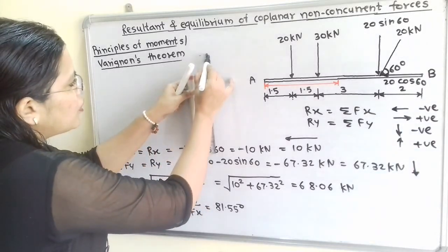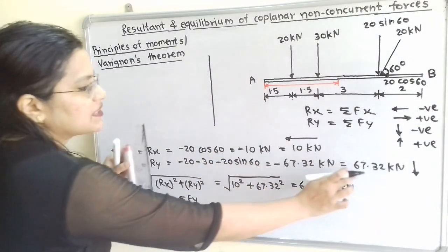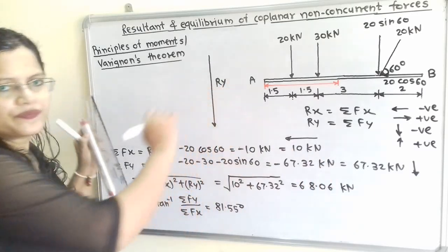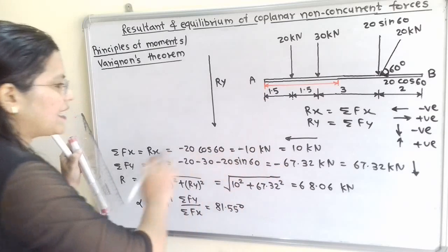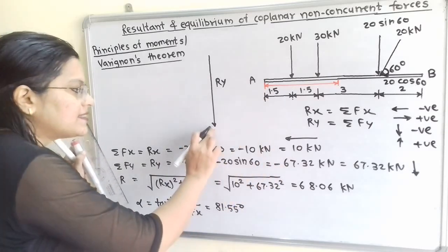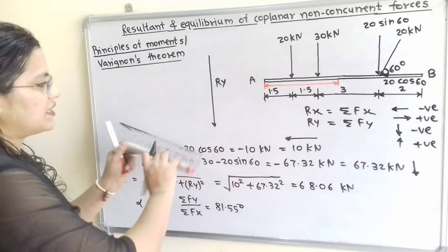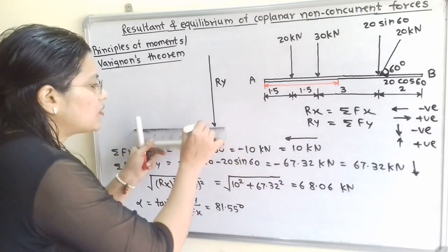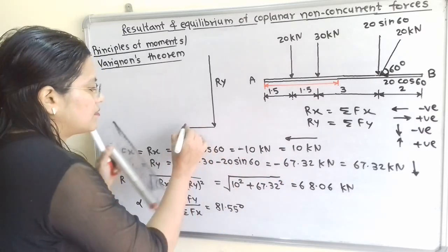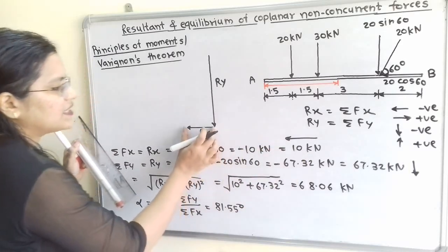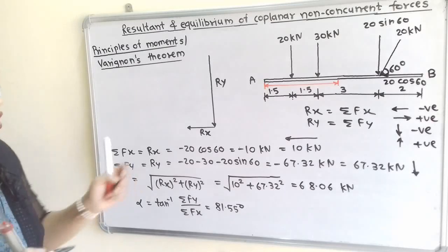So we have to draw here one long line because 67 is larger than 10, and here is Ry. Then we have to take Rx. Now at this end point we have to start the second force, that is 10, and the direction is towards the left hand side. So I will show here Rx. Now magnitude is less, that is 10, so we have to show here a short line.